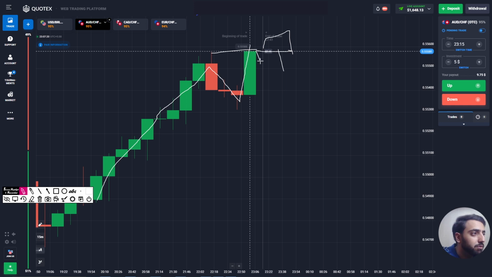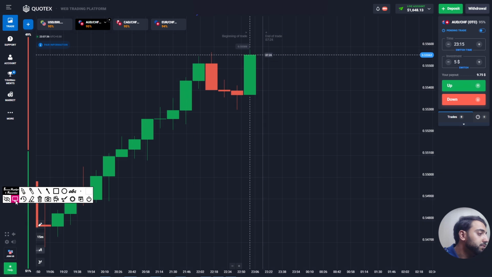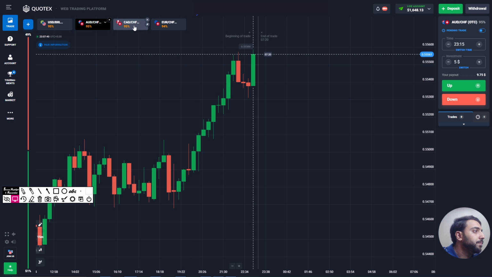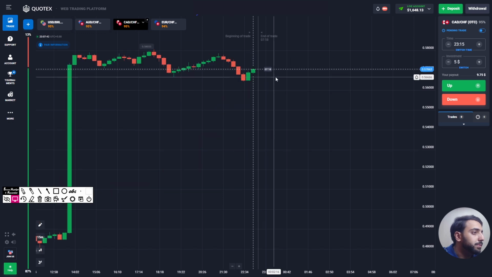If the candle comes down after the high, we can place trades here. Okay, the candle will go up and it will create something like this hammer candle. So this is how you have to place the trades. So right now we go and see other pairs.